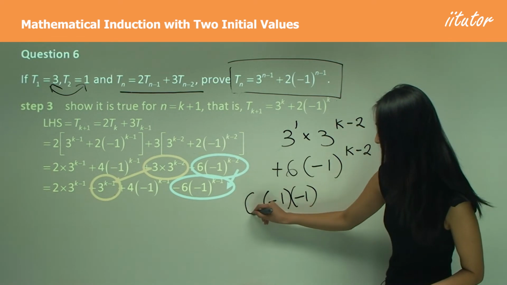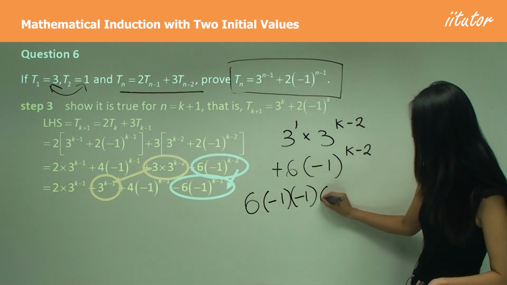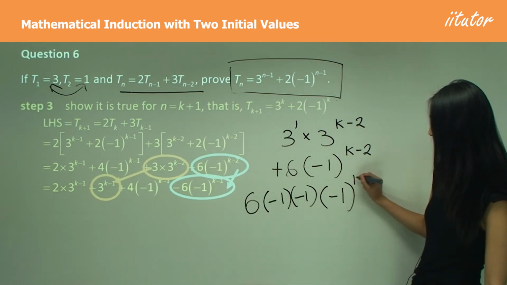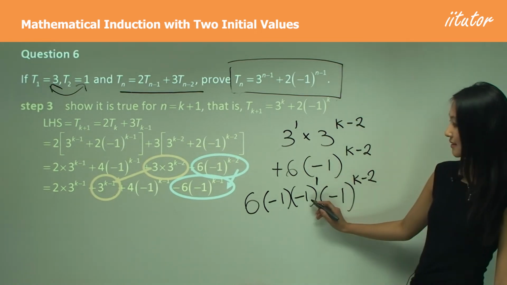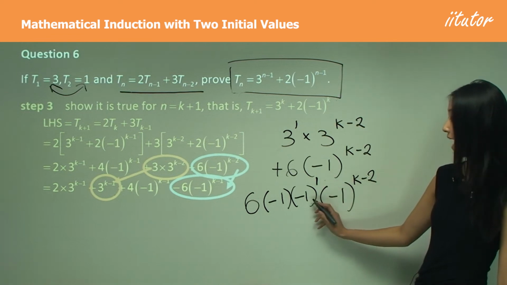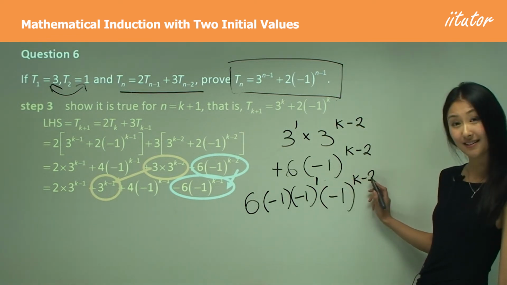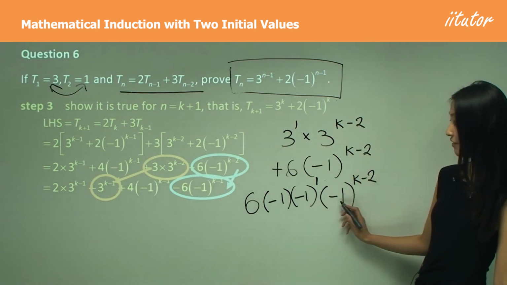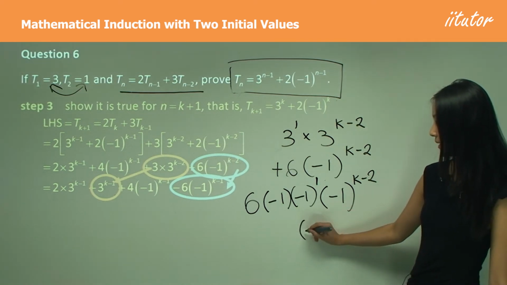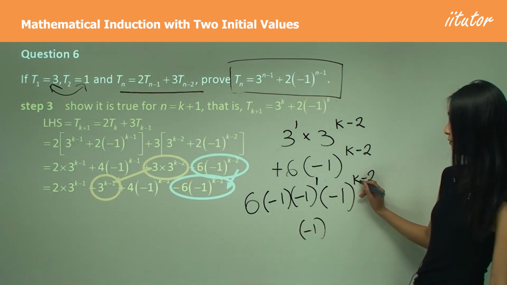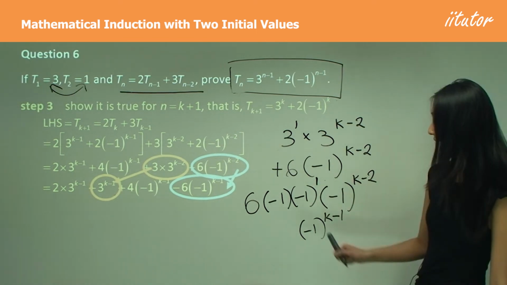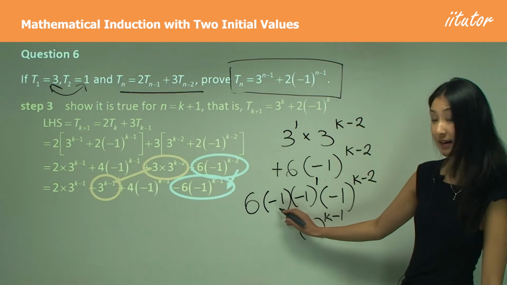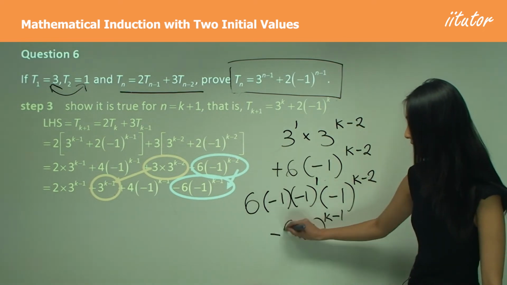And that 6, I'll just take out the front there, and I'll have negative 1 to the power of k minus 2 here. So if I consider that this is negative 1 to the power of 1, and if I multiply them, I add the indices, can you see if I multiply those together, that's going to give me negative 1 to the power of k minus 2 plus 1. So that's going to give me k minus 1. And this will just leave me with one negative. So that will be negative 6.